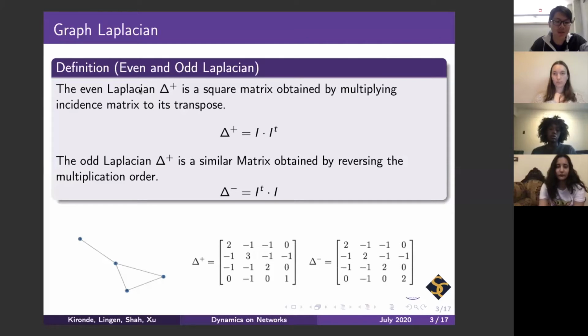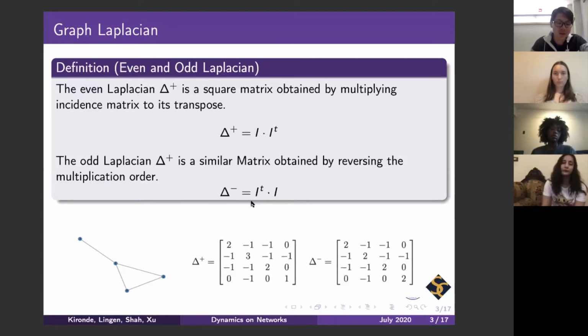by its transpose. The product is going to be a square matrix of V times V, where V denotes the order of the graph. The matrix contains important information about the graph, especially concerning its vertices, as we will see later. Interestingly, if we just reverse the order of the multiplication, we'll get another matrix, usually called the odd Laplacian.